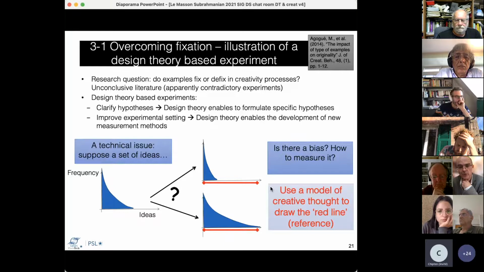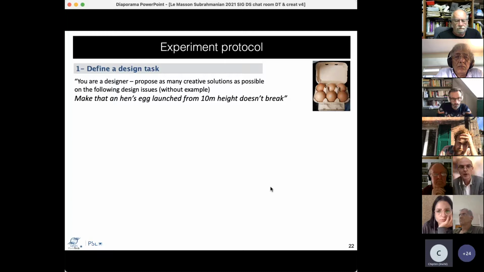So now let me show you the protocol, the experiment protocol. You define a design task: imagine you are a designer, and you are supposed to propose as many creative solutions as possible on the following design issue. Make sure that an egg launched from 10 meters doesn't break. This is an interesting design brief.